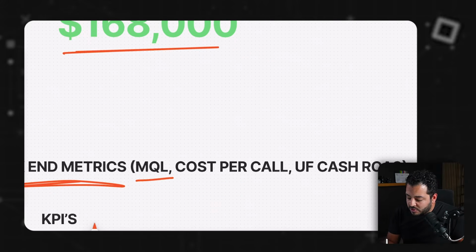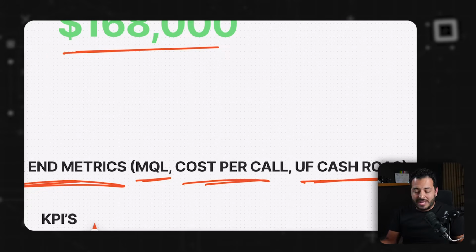So things like MQL, which is marketing qualified leads, cost per call, and your upfront cash ROAS. So I'll explain these things. MQL essentially is a marketing qualified lead. All that means is people that come through the funnel, maybe you have 10 booked calls, but 4 of those people are qualified based on the application that they go through. Maybe some are a little bit more financially qualified. Maybe some have a little bit more motivation to get started immediately. That would be a marketing qualified lead.